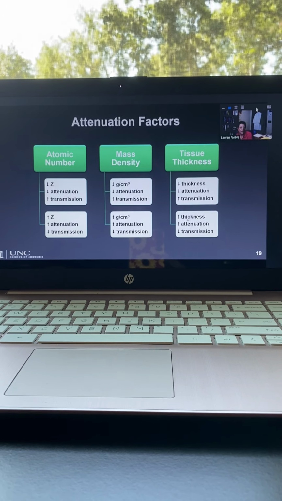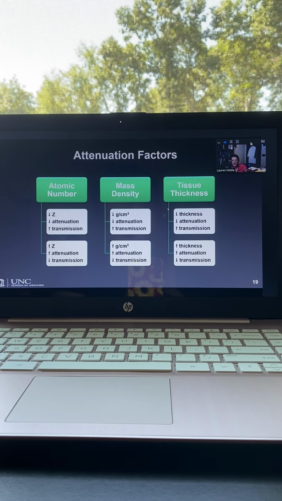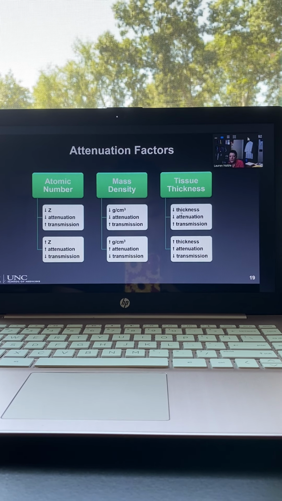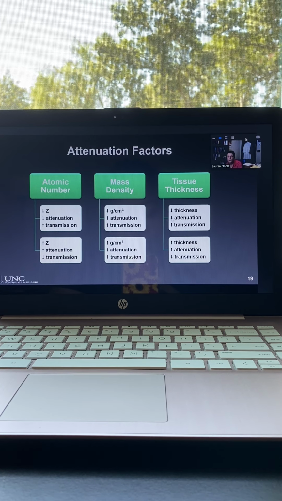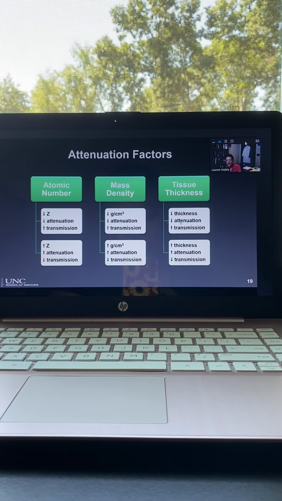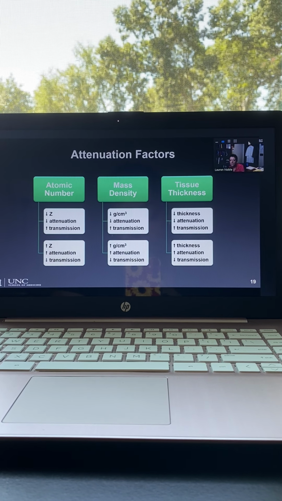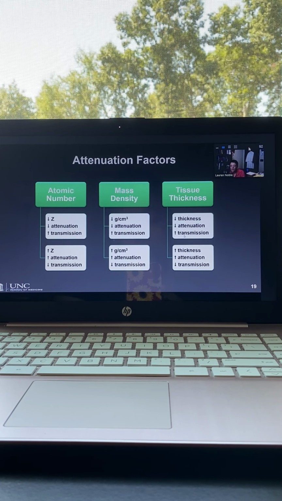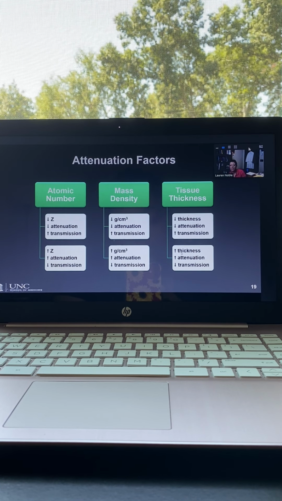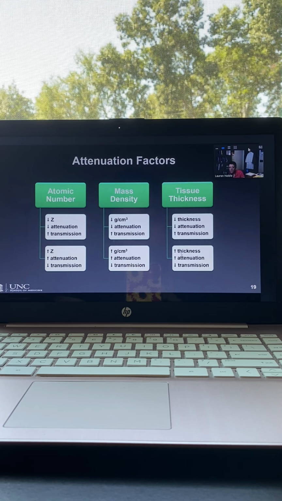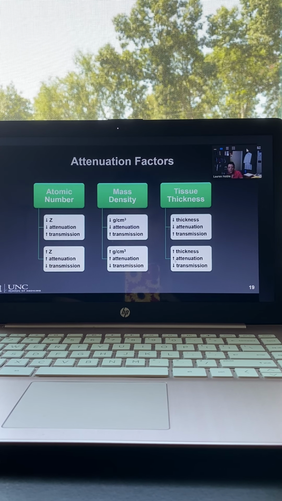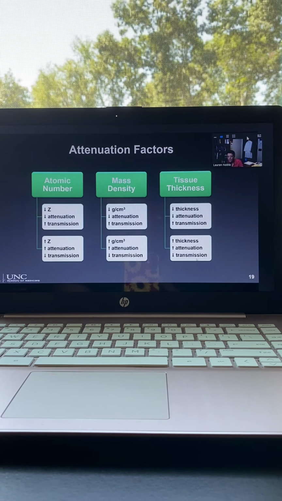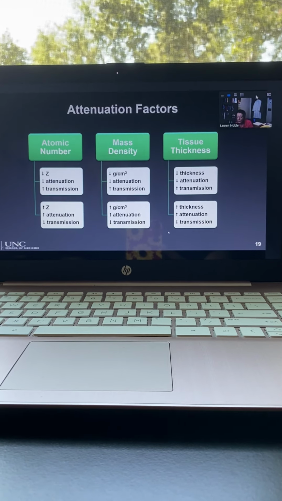Okay. Tissue thickness, the thickness of the part. As the thickness goes down, we're going to decrease the chances that an interaction will occur, which means our transmission will go up. As that part thickness increases, there's more there. So greater chance for attenuation, but less transmission. So do you follow that?